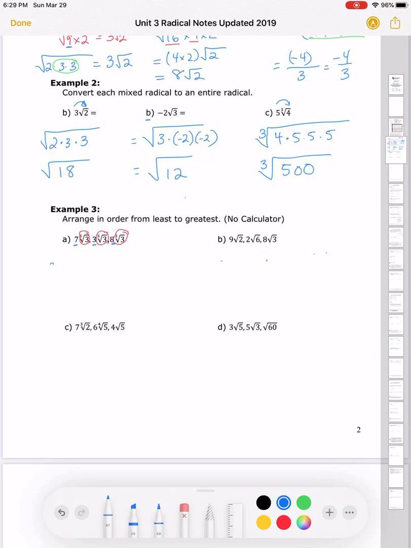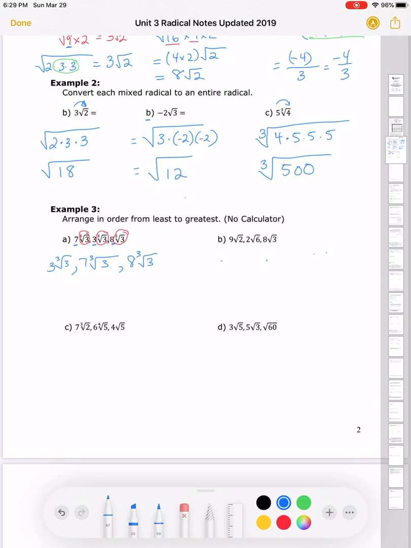So our smallest coefficient is 3, so 3 cubed root of 3 is our least. Our next smallest is 7, so 7 cubed root of 3 is next. And then the last one, 8 cubed root of 3. That one's easy because it's all the same size pieces, like we think about with fractions, right?